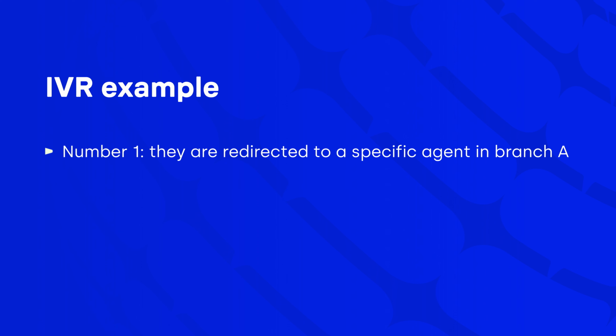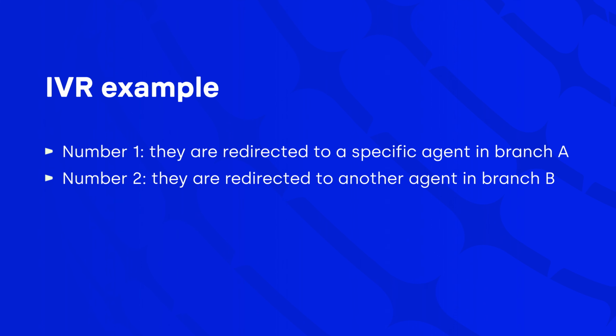Let's take a look at an example. When callers press number 1, they are redirected to a specific agent in branch A. When callers press number 2, they are directed to another agent in branch B.